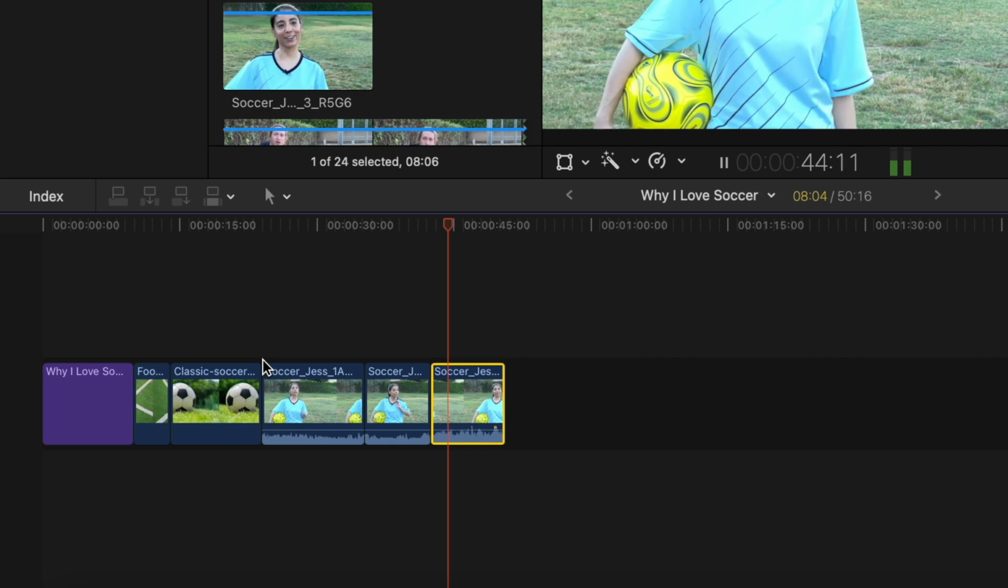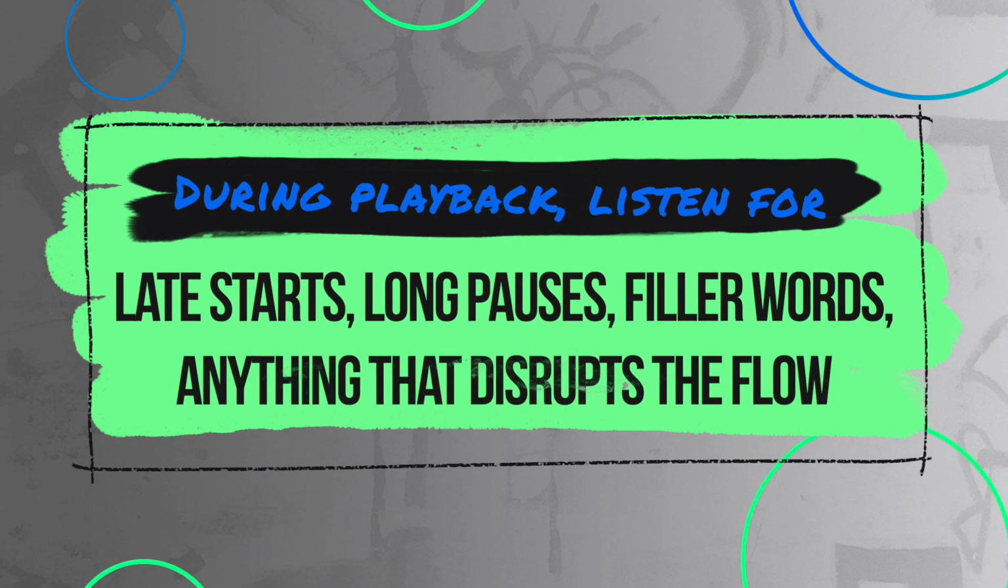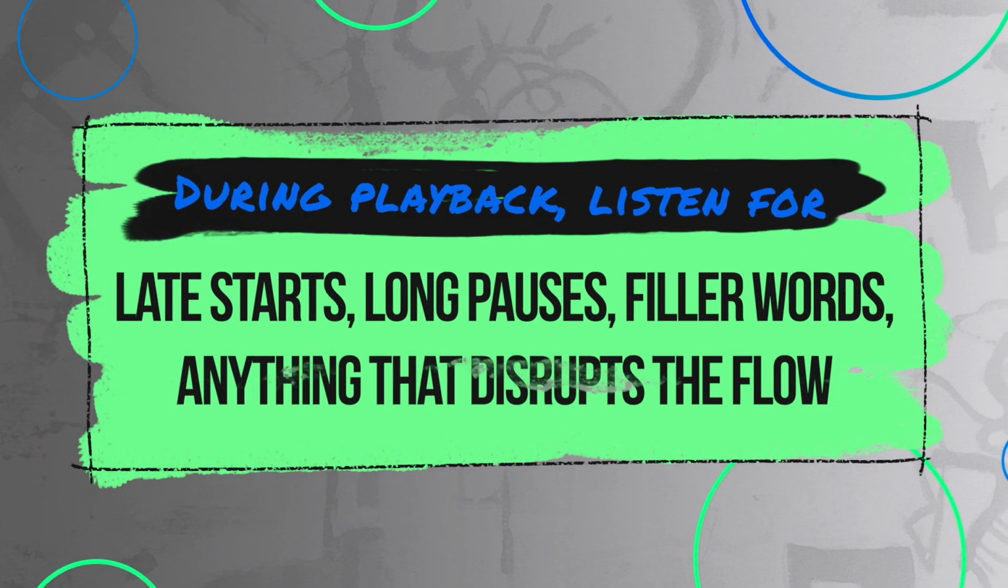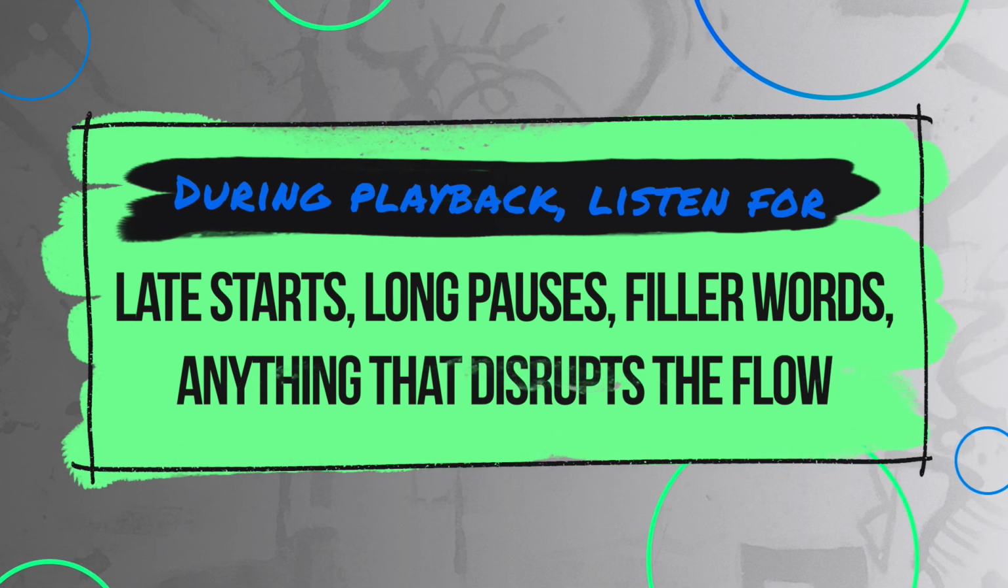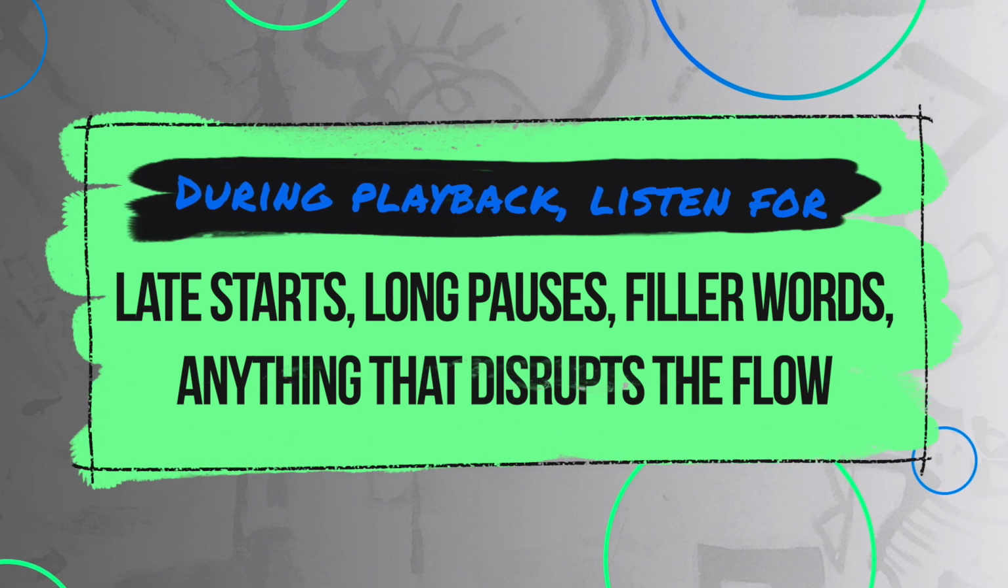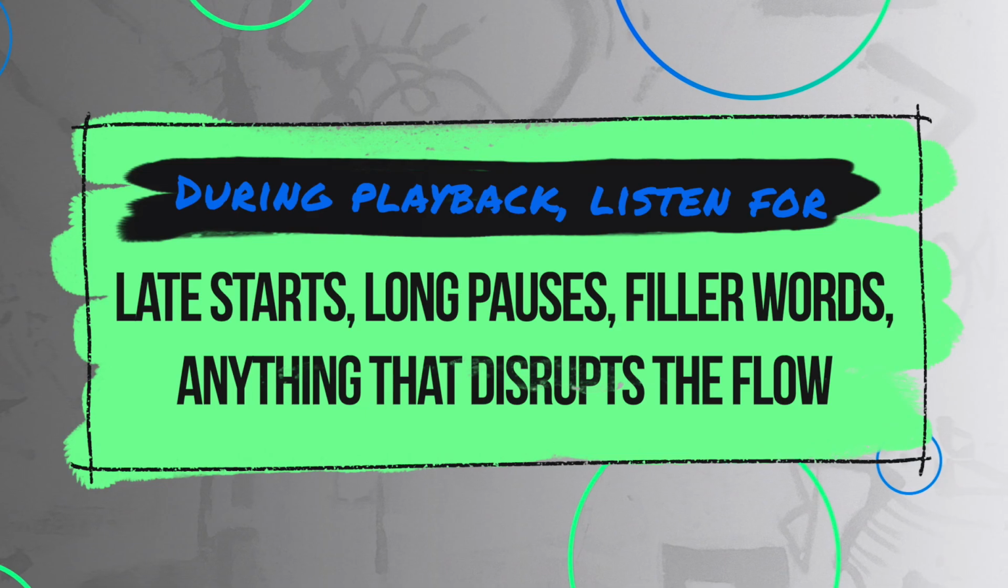Play back your project. Take note of the audio that starts late, soundbites that have any long pauses, filler words like "and"s and "um"s, stammering, or anything else that disrupts the flow of the narrative. There are a couple of ways to take out these mistakes and tighten up the audio.